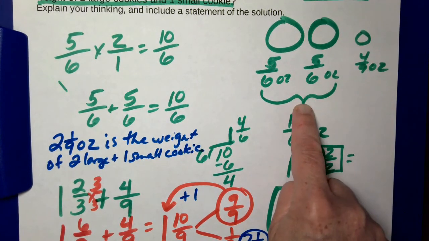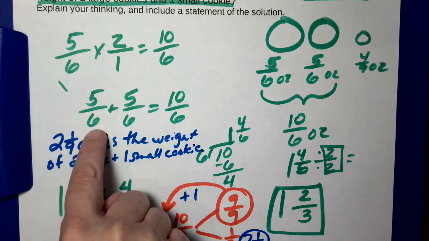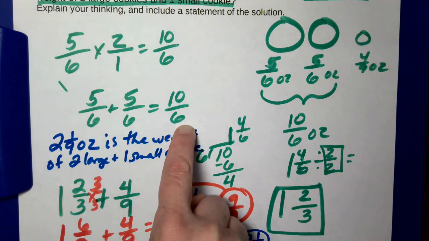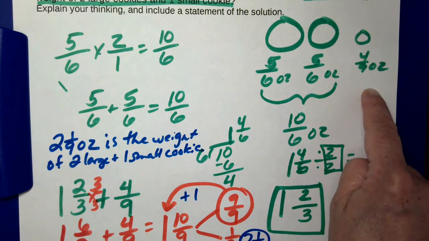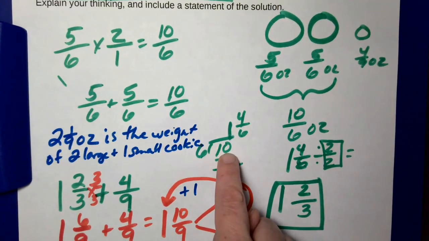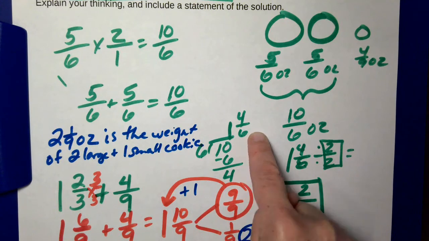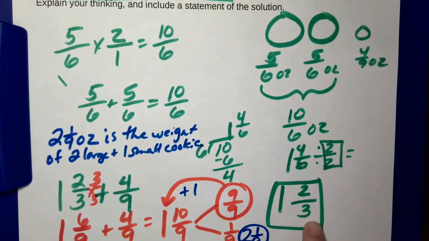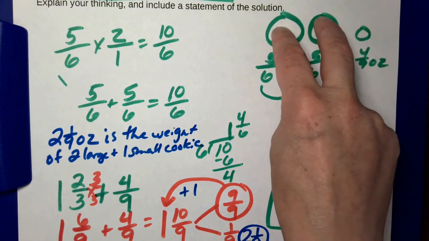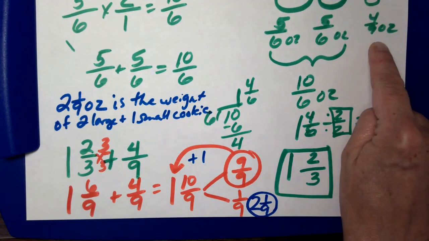So what I did first is I multiplied this by 2 and got 10/6, but I also showed how I could just add 5/6 plus 5/6 to get 10/6. And so what I need to do after that is add the 10/6 to the 4/9. And instead of keeping this 10/6, I divided it out, 10 divided by 6, and got 1 4/6. And then I simplified that to be 1 2/3. And then I took the 1 2/3, which is the total weight of the 2 big cookies, and I put it over here and added it to the 4/9 of the smallest cookie.